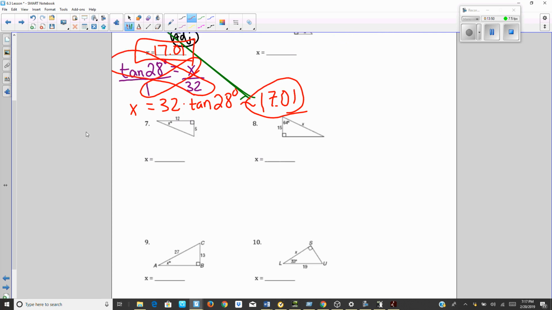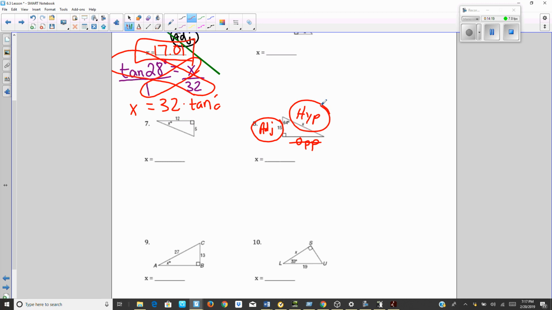All right, then finally number 8. So let's finish with this one. So 64 degrees is the given angle. That side down here is the opposite side, so we're not going to use O. X is the longest side, so it's our hypotenuse. And 15 is our adjacent side. Mark that out, we don't need it. A and H.